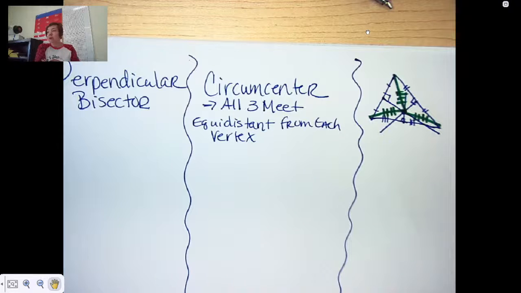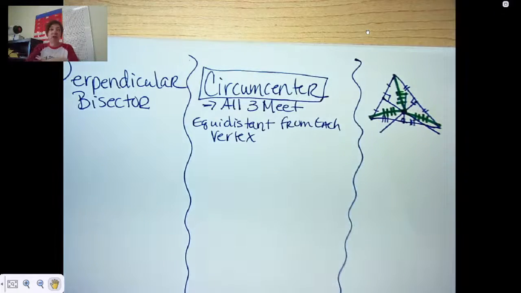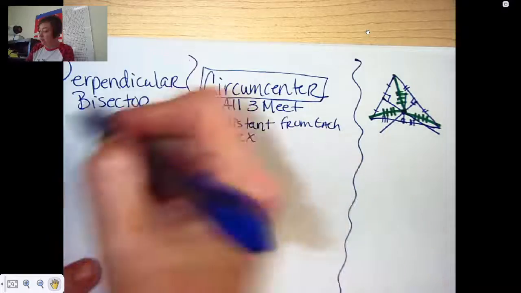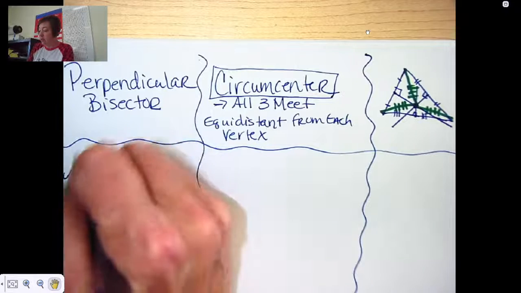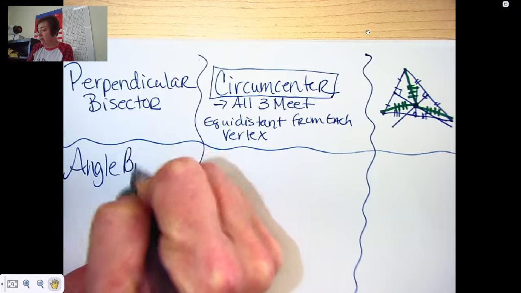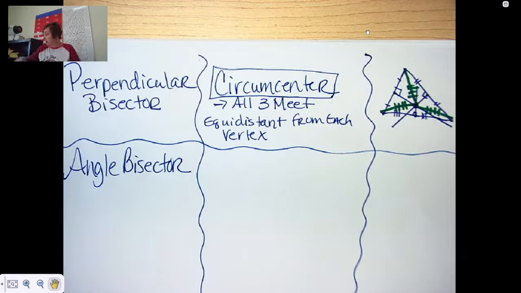Y'all with me? Now, knowing this word is important because if I said to you, this is the circumcenter of this triangle, then that tells you that those segments are perpendicular bisectors, right? So I don't have to tell you they're perpendicular bisectors for you to be able to figure out that they are perpendicular bisectors. Y'all see what I'm saying? Okay. Now, we're going on to the next one. The next special segment we're going to talk about is called angle bisector. Now, best guess, what do you think angle bisector is going to be?